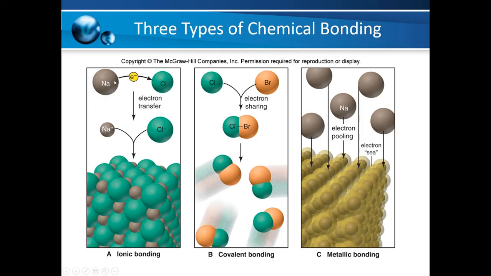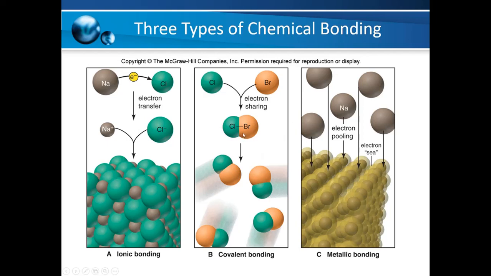So here sodium and Cl. Sodium will give one valence electron to the chlorine. After that, sodium will be more positive because it gives one electron to chlorine. So it will form ionic bonding.